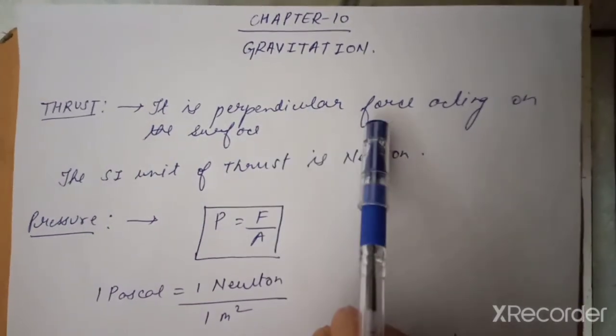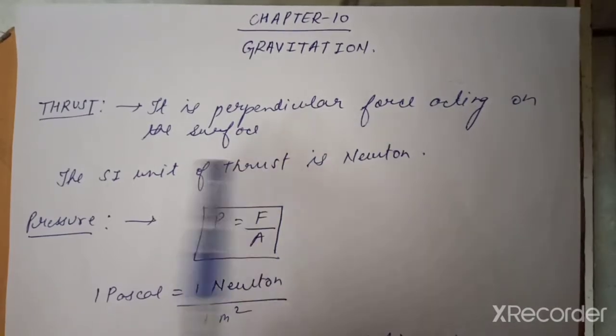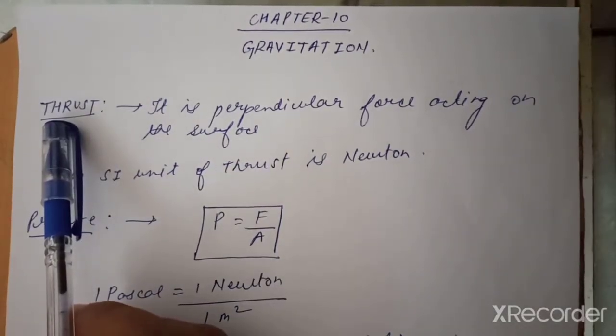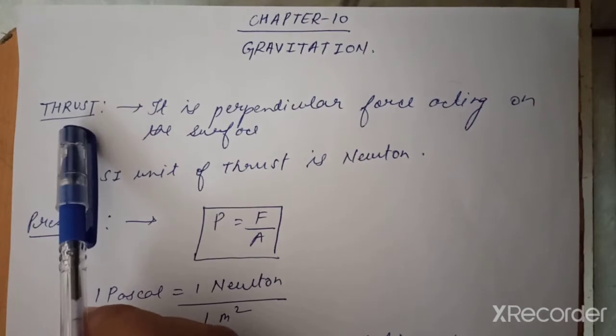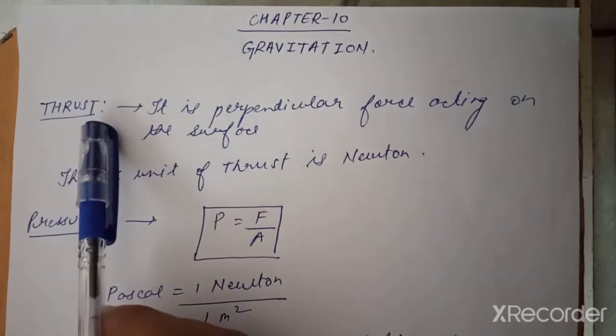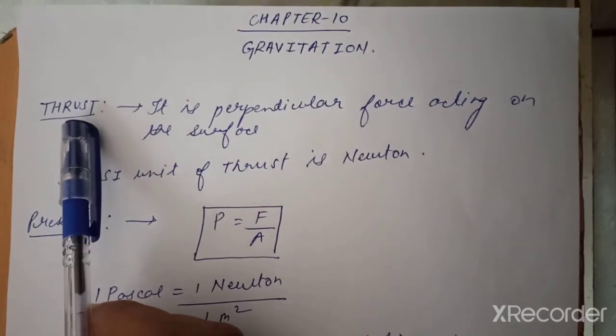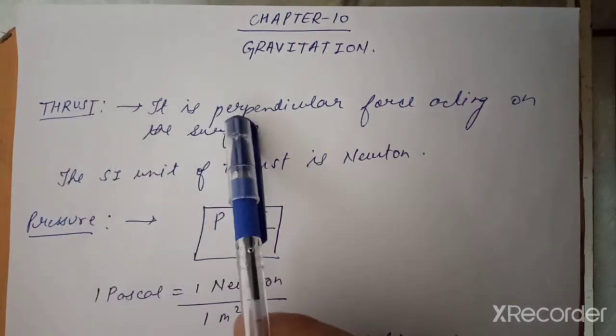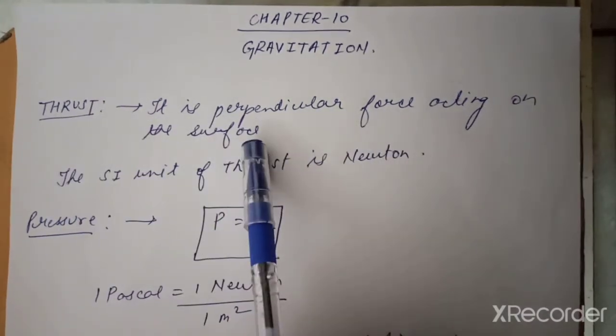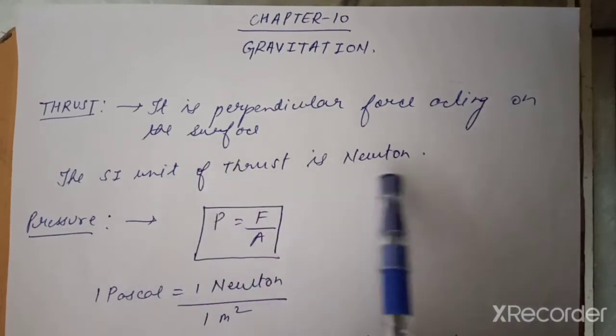Now, first we have to study what is the meaning of thrust. It is the perpendicular force acting on the surface. It is the same as a force, but the only difference is that when a 90-degree force is acting, it will be called the thrust. So thrust is the perpendicular force acting on the surface. The SI unit of the thrust is Newton.